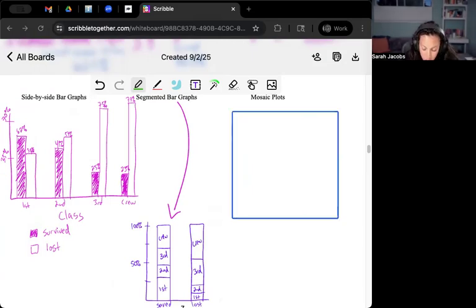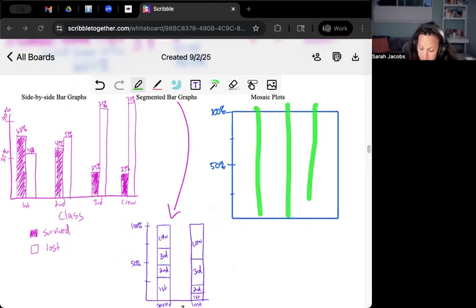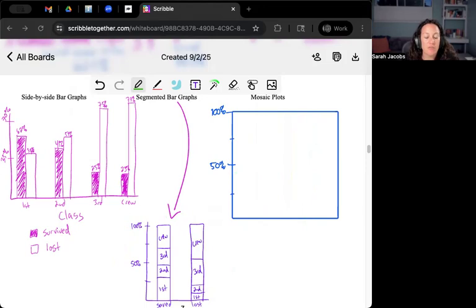Okay. Just like in our segmented bar graph, it's going to go up to 100%. And similarly, I'm going to put 50% and then 75 and 25, just for benchmarks. Now, instead of splitting this into 4 even bars, the width of the bar is going to reflect the relative portion of the total passengers that class represents.